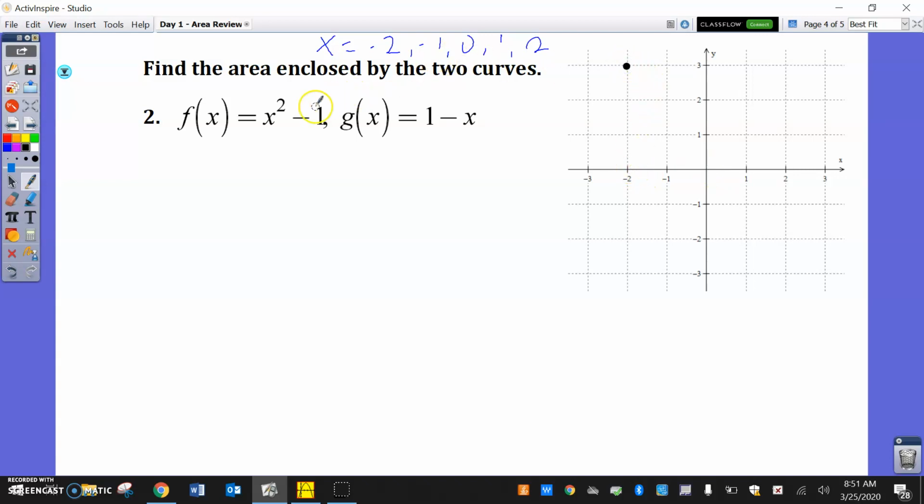Then when I plug in -1, -1 squared is 1, minus 1 is 0. So I'm going to have a point at (-1, 0). Then when I plug in 0, this will just be 0 minus 1. So when x is 0, y is going to be -1. And then when I plug in 1, I'm going to get 0 again. And when I plug in 2, I'm going to get 3 again. And then I'm just going to draw the parabola through those points. Okay. And this graph is f of x.